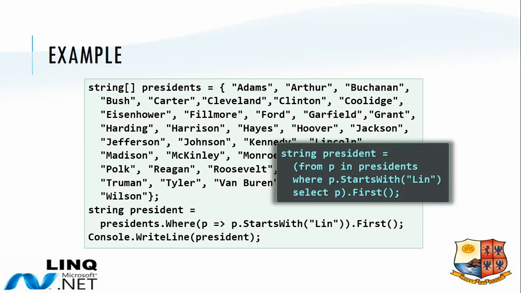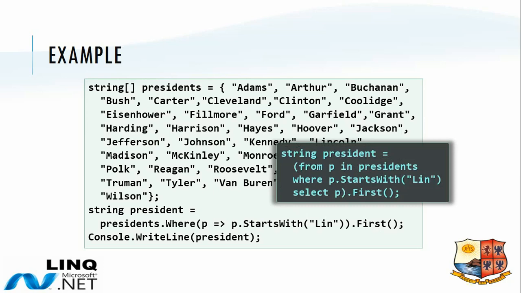From whatever name range variable in collection where P dot starts with Lincoln, select P. Okay, please note the entire query is engulfed inside a bracket and set dot first. Get me the first record from this collection. Even though I might not get a collection, there is no concept like primary key in C#. So what they do here is get the first record.